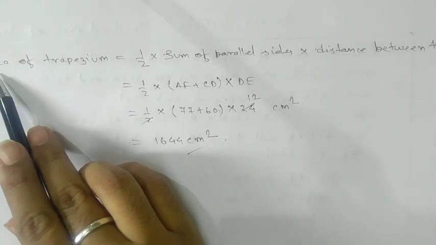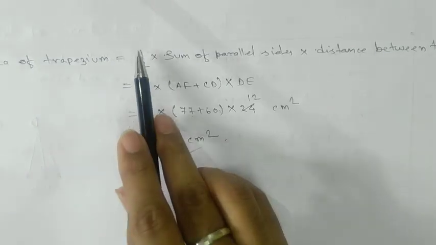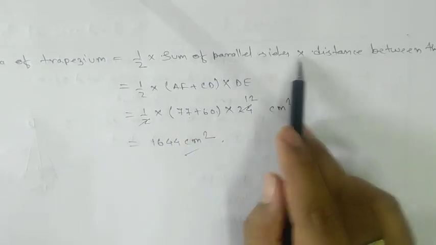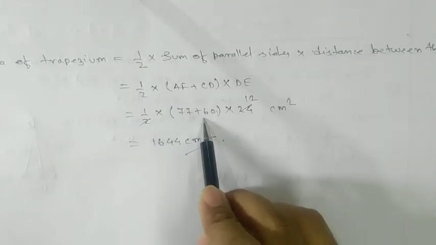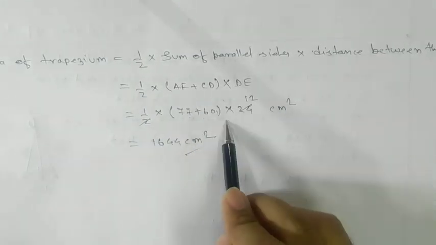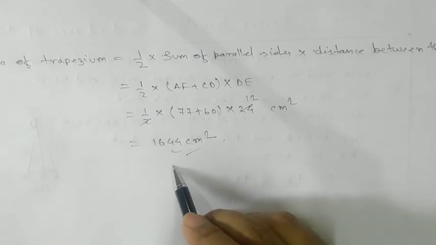Here area of trapezium equals to half into sum of parallel side into distance between them. Now substitute the value, solve it, and we have here the answer.